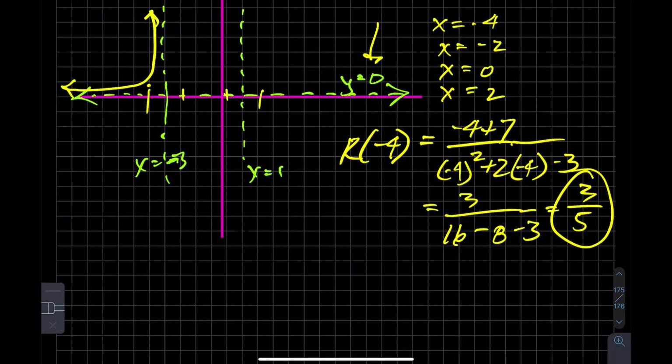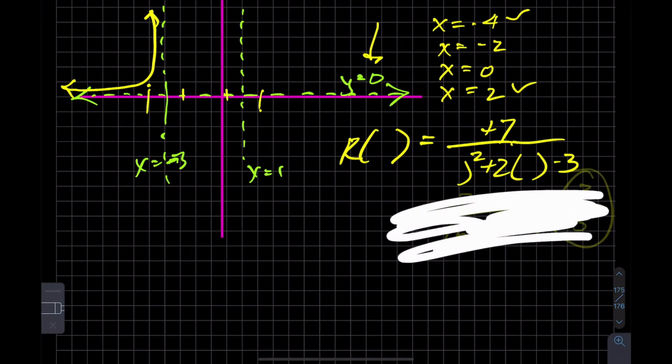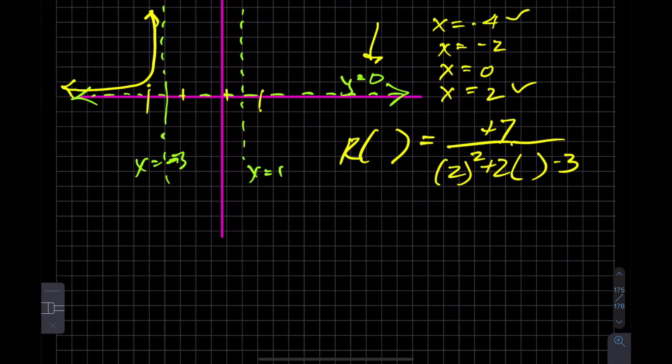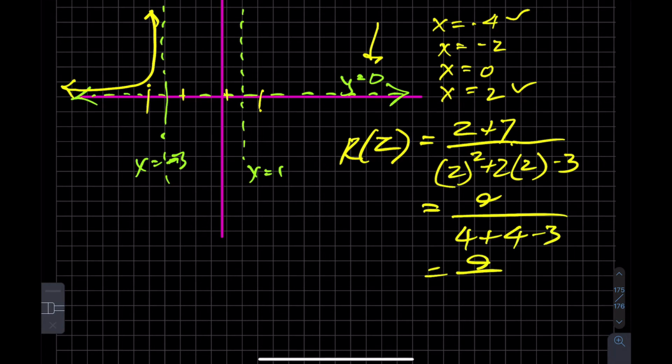Let's go over in here and do this x equals 2. So I did that one. Let's do this one. So if I'm working on x equals 2, I'm going to put 2 in here, 2 in here, and 2 up there, and I get 9 over 4 plus 4 minus 3. So that's 9 over 8 minus 3, which is 5. Is that greater than or less than 0? It's greater than. So it's 9/5. That's almost 2. That's closer to 2. So I have a function over here that looks like that.